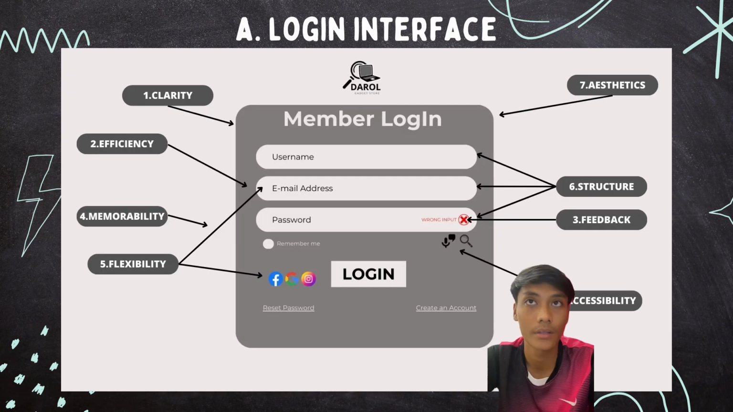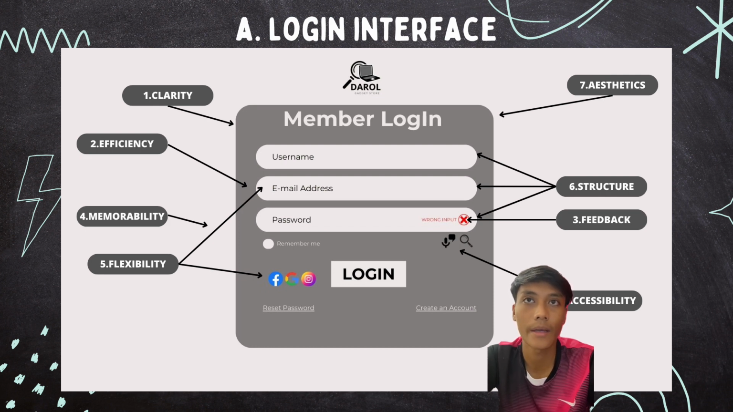This is our login interface. So we use the 8 golden rule, which is clarity. The login interface should be clear and easy to understand. The label should be clear and concise, and the instruction for logging in should be easy to follow. For number 2 is efficiency. The login process should be efficient and quick. User should be able to log in with just a few taps or clicks.